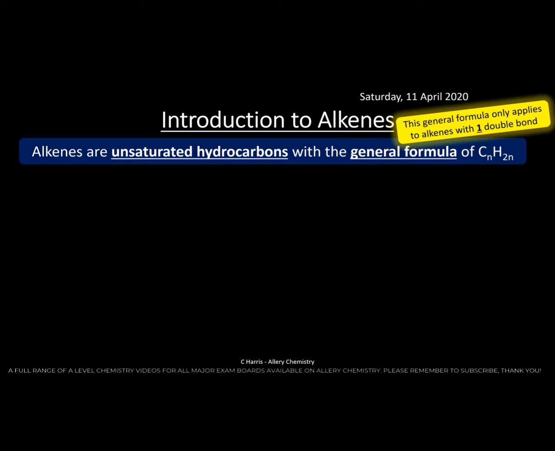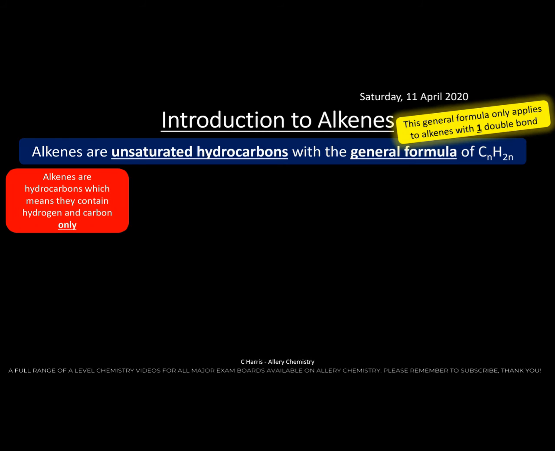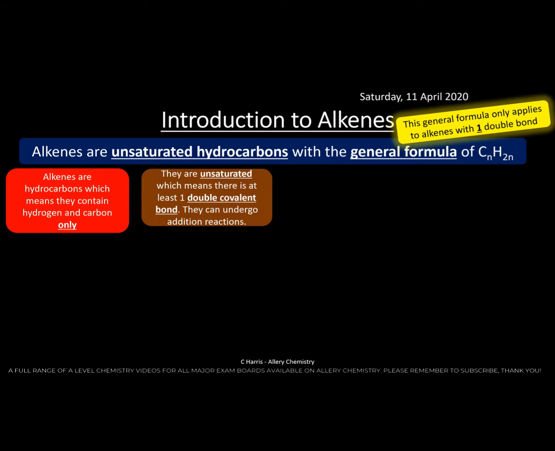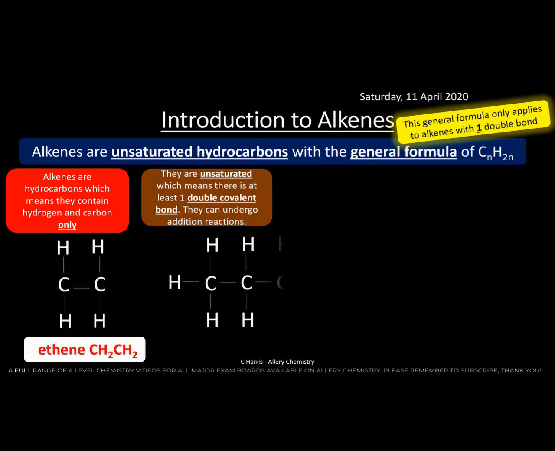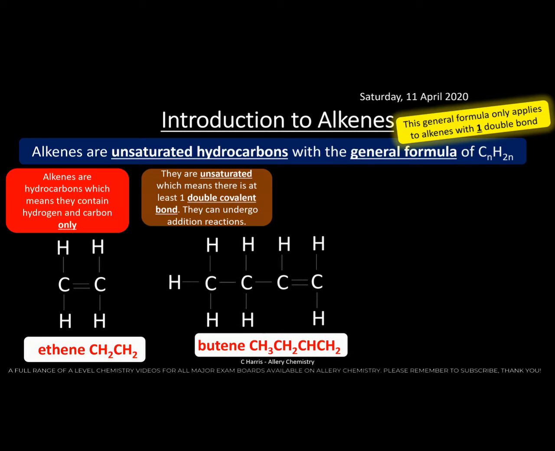These are unsaturated, so all that means is they have a double bond in them, and they have the general formula CnH2n. So alkenes are hydrocarbons, so they contain carbon and hydrogen only, very much the same as alkanes as well. They're unsaturated, so like I say, there's one double bond in there, and they undergo something called addition reactions. So you'll see that later, but basically these are substances which add on to a double bond.